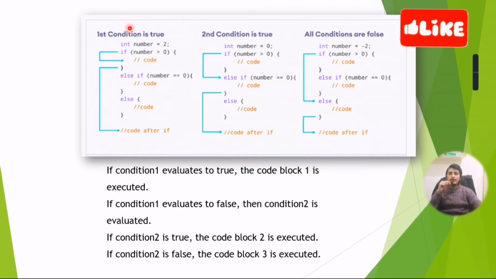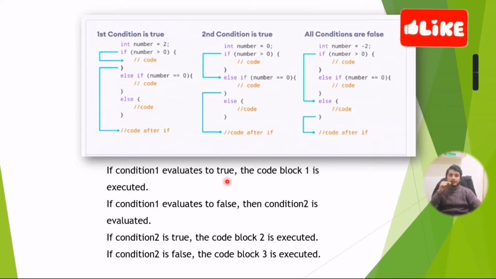If the first condition is true, the code after if is executed, and then else if and else are skipped, and it will directly read the code after the if block. If the second condition is true, then it will skip the block of code after if and read the else if condition, and then it will read the code after else if. And if all the conditions are false, then it will directly read the code after the else statement.